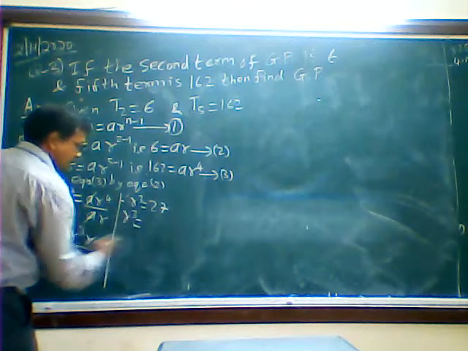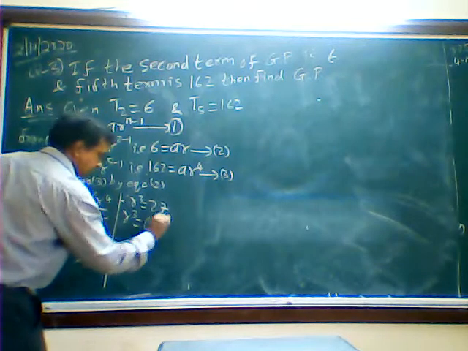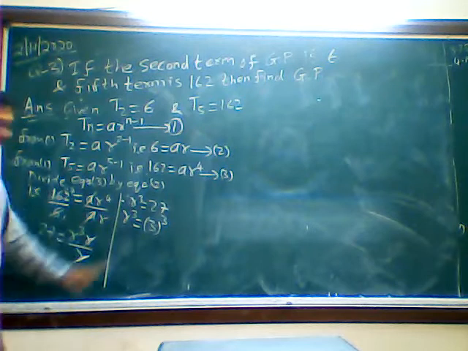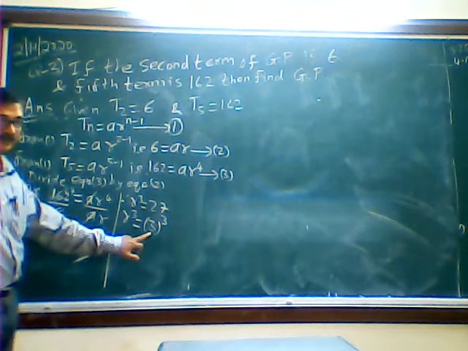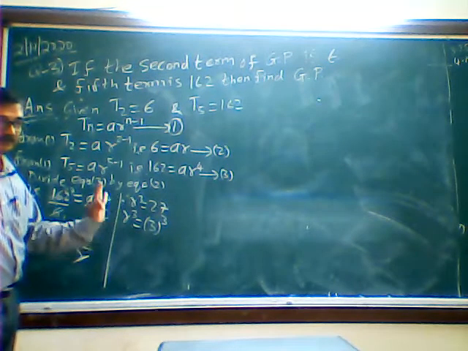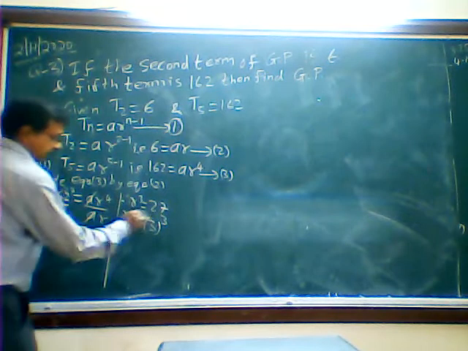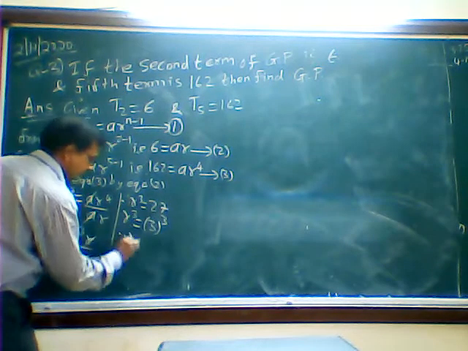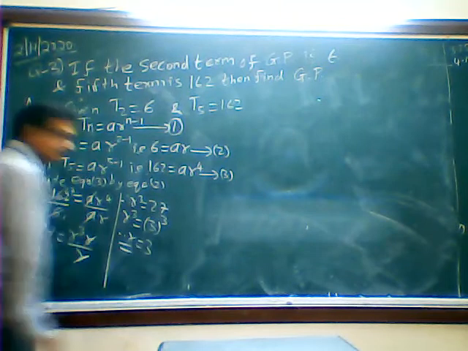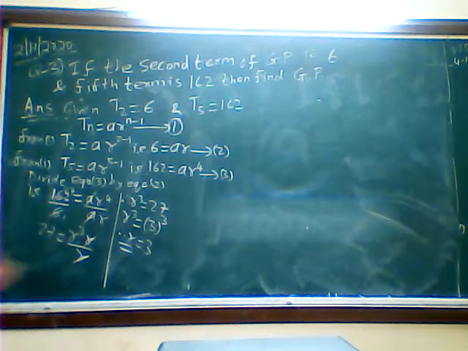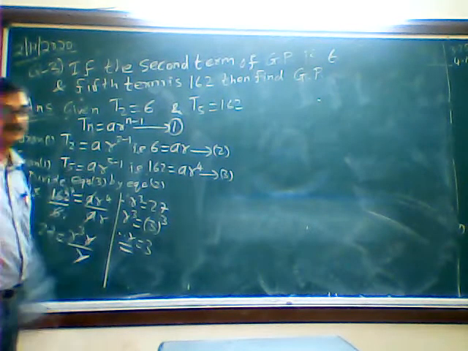r cube, how do we find the r value? 27 is nothing but 3 cube: 3 into 3 is 9, 9 threes are 27. So the cube goes away. Therefore r is 3. Now what is the question asking? He wants the GP.